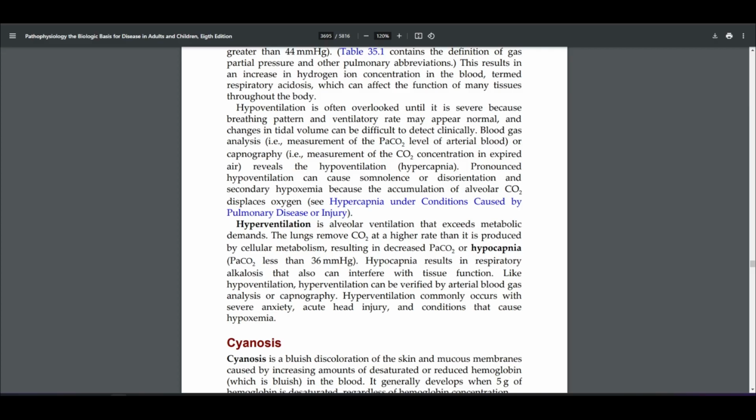Hypoventilation is often overlooked until it is severe because breathing pattern and ventilatory rate may appear normal and changes in tidal volume are difficult to see clinically. Blood gas analysis or capnography will reveal, however, hypoventilation and hypercapnia. Pronounced hypoventilation can cause somnolence and disorientation and secondary hypoxemia because of the accumulation of alveolar CO2, which displaces the oxygen.